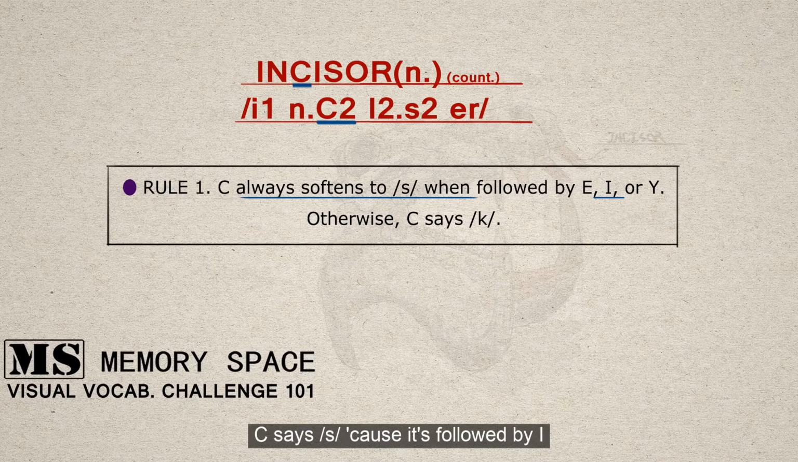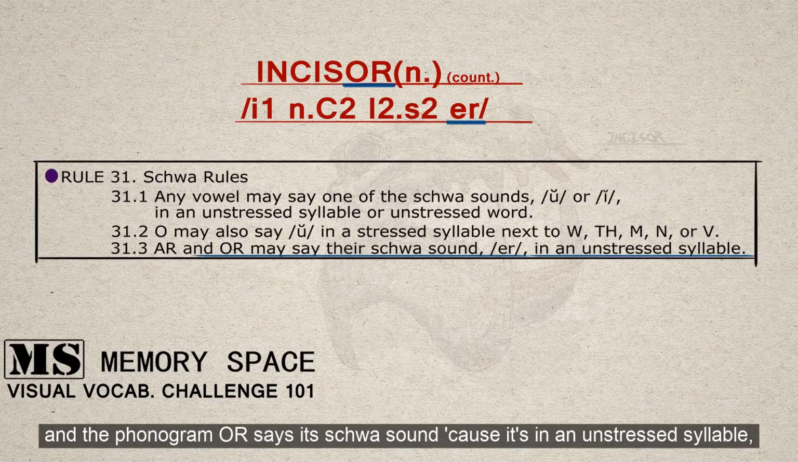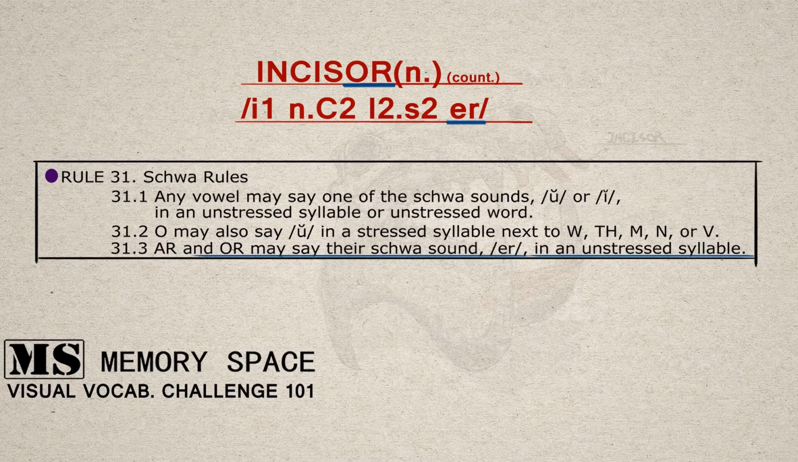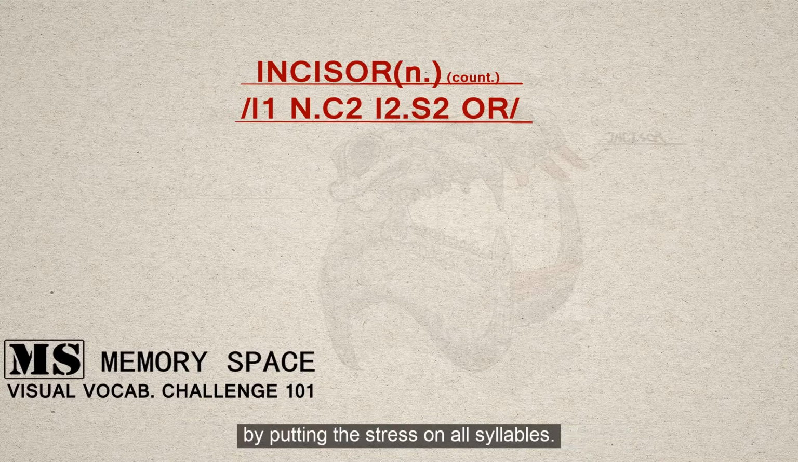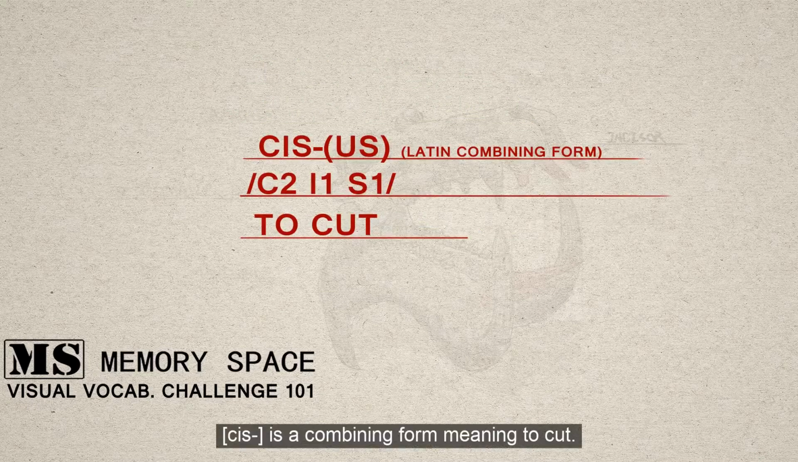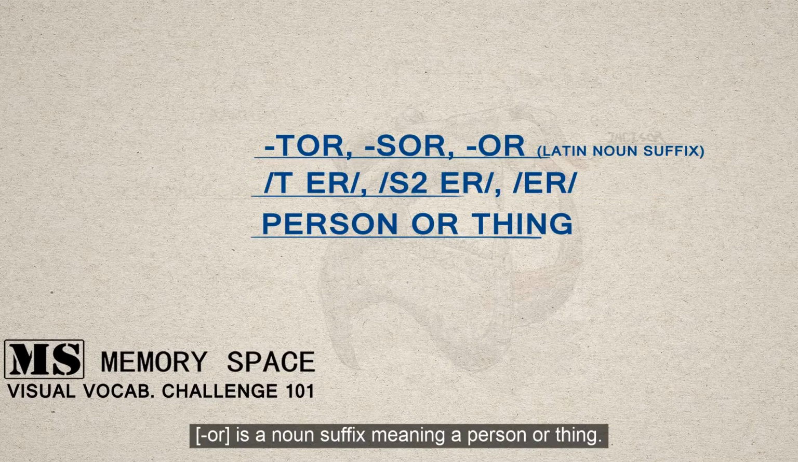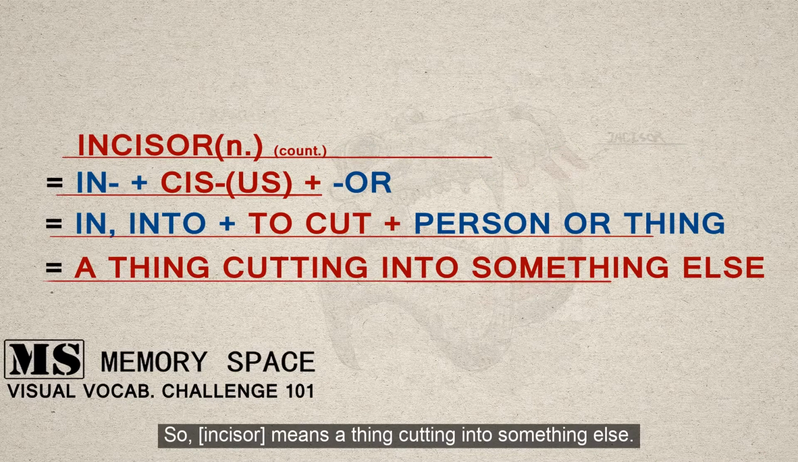C says s because it's followed by i. The phonogram i says its long sound because it's at the end of a syllable. And the phonogram or says its schwa sound because it's in an unstressed syllable. And we apply the set to spell method and say in-ci-sor for the spelling purpose by putting the stress on all syllables. In is a prefix meaning in or into. Cis is a combining form meaning to cut. Or is a noun suffix meaning a person or thing. So incisor means a thing cutting into something else.